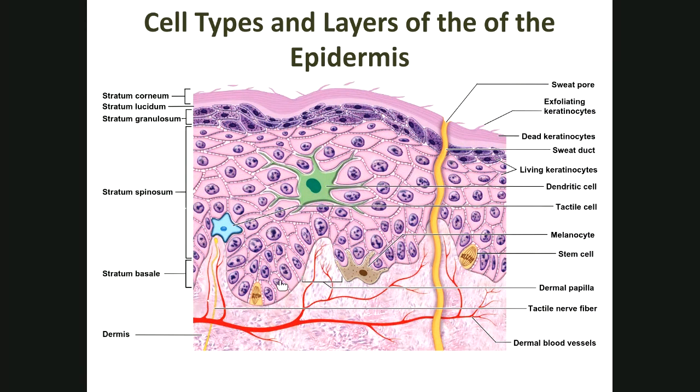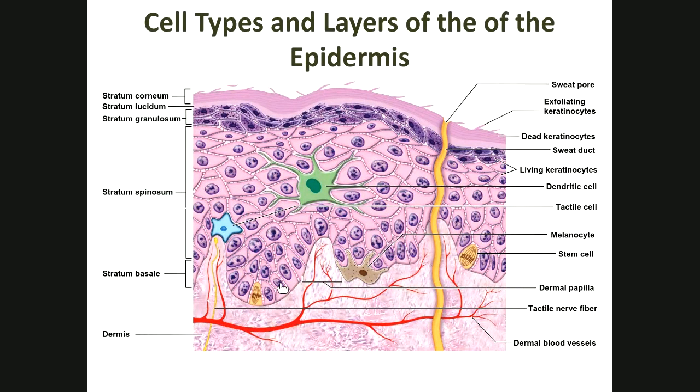We call them keratinocytes because they are making keratin. Keratin is a protein which can make our skin become strong. In the epidermis, these cells can be called cytokeratin 2. And this keratin can make our skin become waterproof.